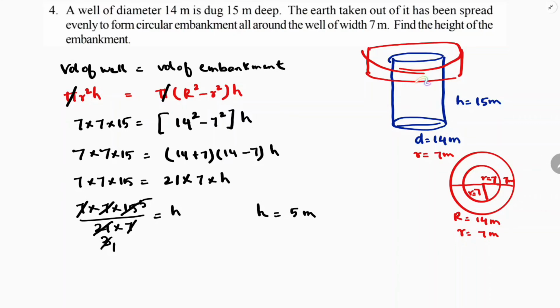So in this problem, see they got the sand from the well. With the help of the well, they made the embankment. Embankment is nothing but it is in the shape of a ring. So we need to find the height of the embankment. So I use the volume of well equals volume of embankment. Volume general formula is area of the base into height. Here area of ring into height. Ring is nothing but pi into capital R square minus small r square into height. General formula for volume is area of the base times height.